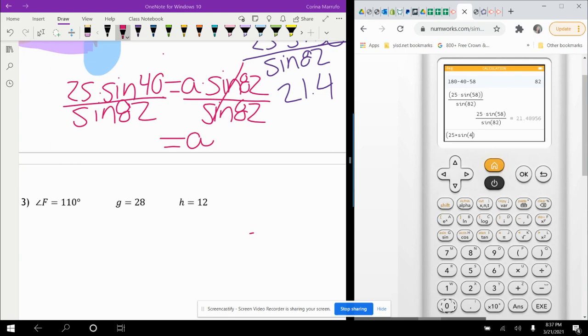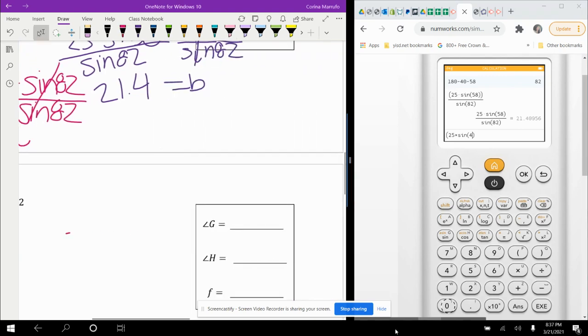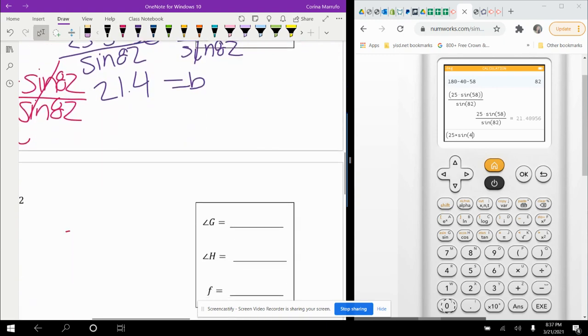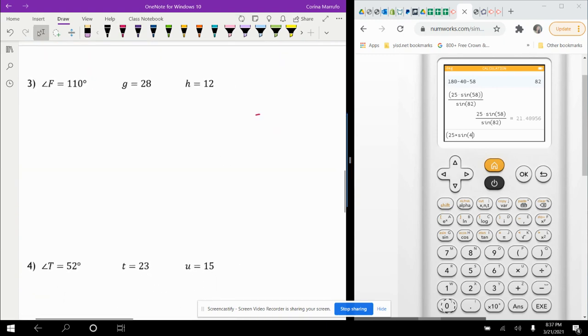So we have 25 times sine of 40 divided by, we're dividing by sine of 82. I hit enter, and that gives me 16.22. So 16.2. So it's actually the little a part that I needed to find, 16.2. All right, let's go on to the next one.